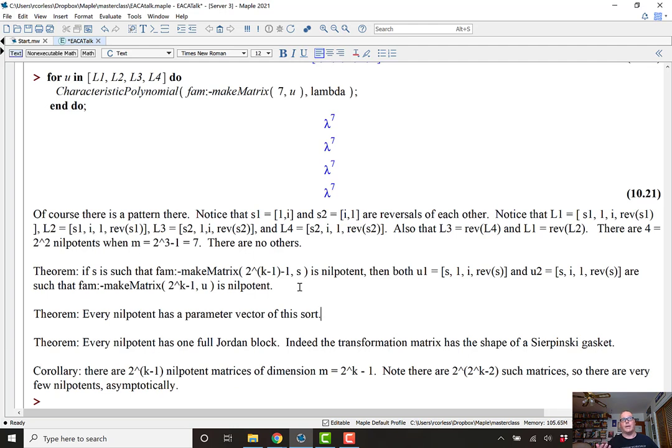So I like how pretty that looks. I don't like how ugly the algebraic work is to get there. So these two theorems that say that every nilpotent has a parameter vector of this sort, and every nilpotent has one full Jordan block, right now my proofs are kind of ugly. And I've run out of time so that I can't give you any more details of this part of the proof, which is actually kind of nice. But at least I think you can believe me that because we've got this recursive structure, if we have nilpotents at the lower dimension, then we can have nilpotents at this dimension.